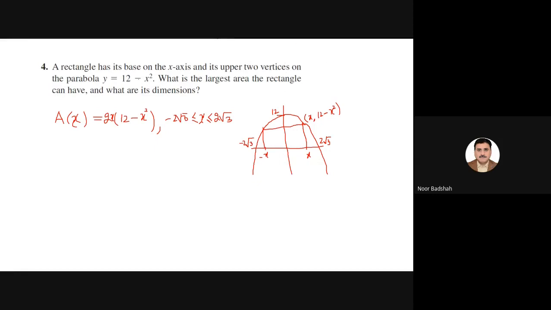Now after this, we will take the derivative and put it equal to 0. I hope you can do that. I left this for you. You can do that here. You would find the first derivative.